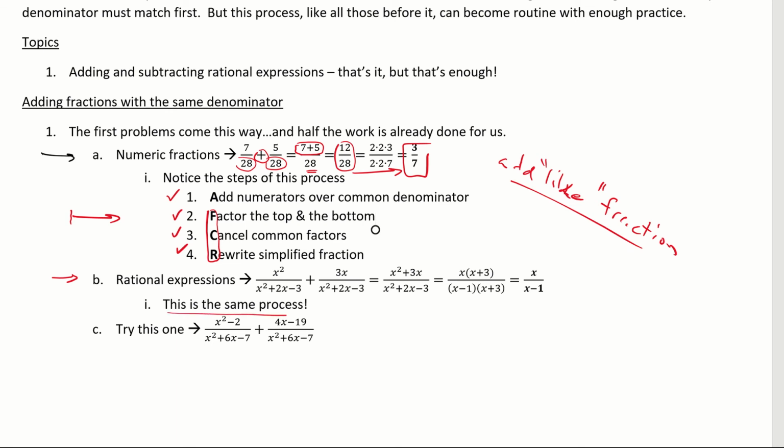So here we go. We got this first fraction, adding together, watch the sign, this other fraction. Notice they have the same denominator. Isn't that beautiful? That means, believe it or not, you get to add the numerators, see them? X squared plus 3x over the common denominator, and the rest is factor, cancel, rewrite. That's the process. And I know you want to try it, so let's try this one.